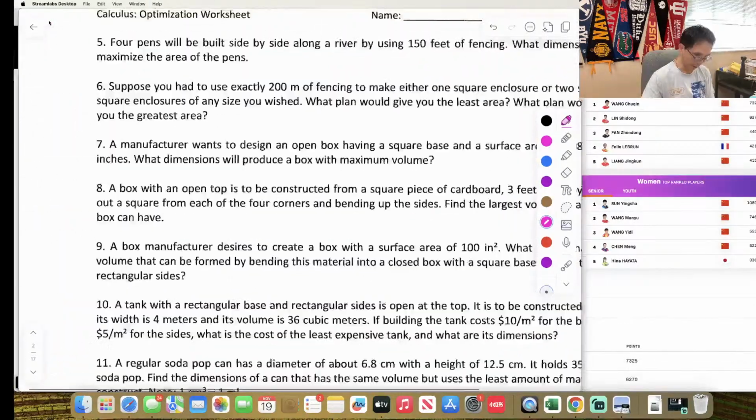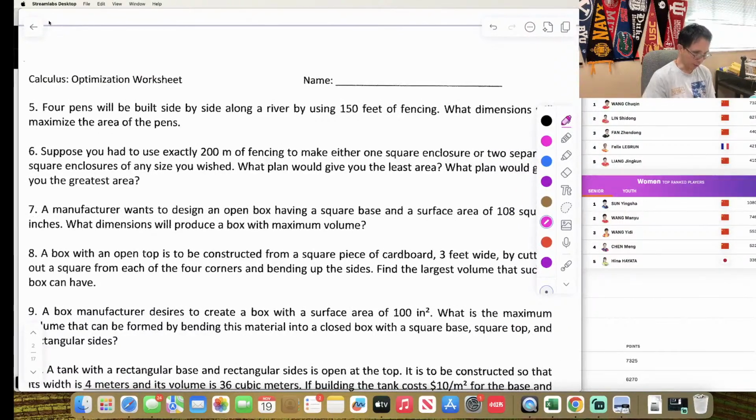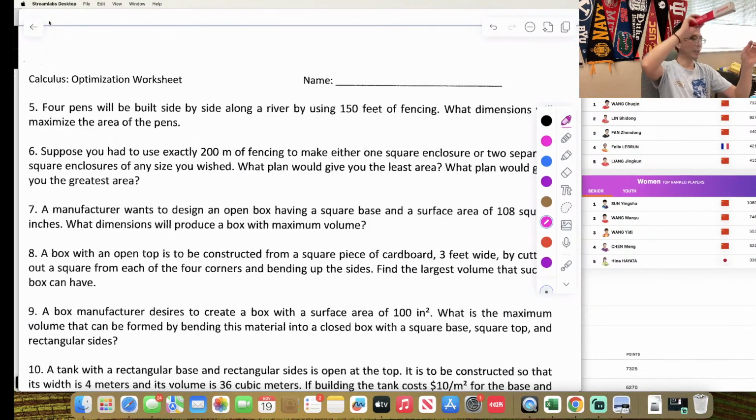We did question 7. It says a manufacturer wants to design an open box with a square base and a surface area of 108 square inches. What dimensions will produce the maximum volume? Now, this is a perfect example of the box. If you look on the bottom, I just found this on my table. So it has a square base. This is the type of box that you're thinking of, square base, and then this is the height. Now, it's not the same size as this one, but I did label this X, and this X, and this H.